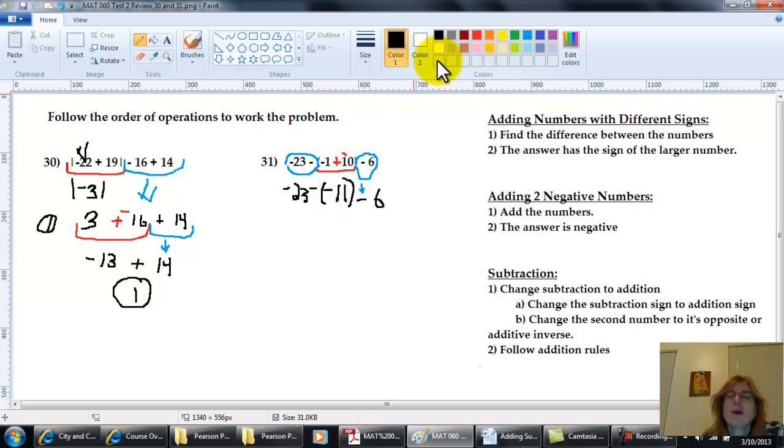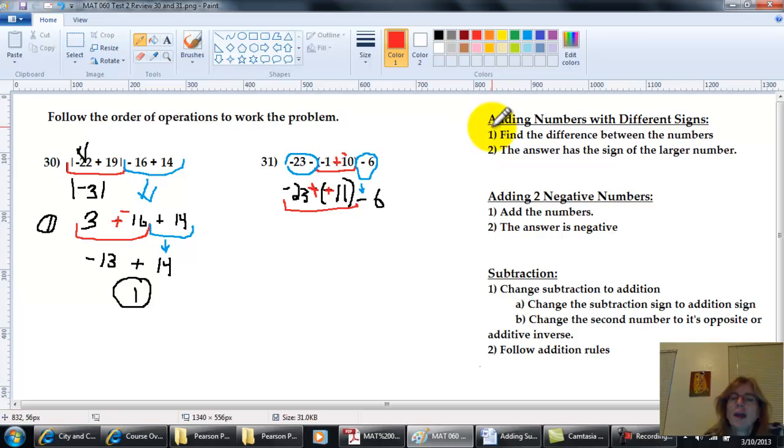Okay, we still work left to right, and we grab the first two numbers and try to isolate those in our minds and work on those. Negative 23 minus negative 11. So we follow the rules for subtraction, which is change subtraction to addition, and then take the sign of the second number and change it to its opposite. So we change that to a plus. Now we have negative 23 plus 11.